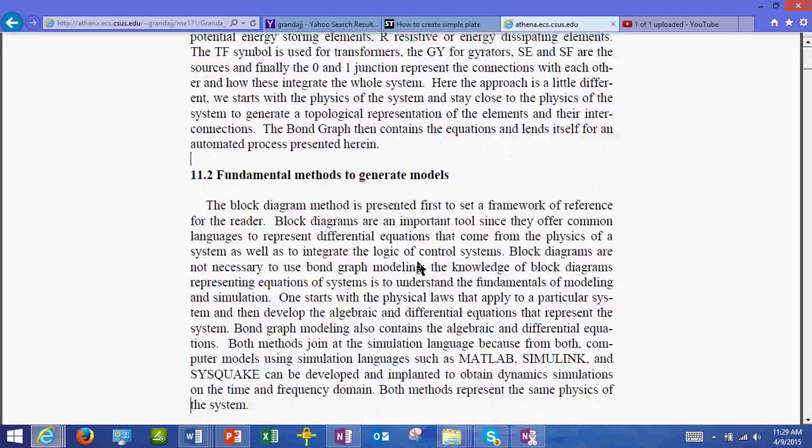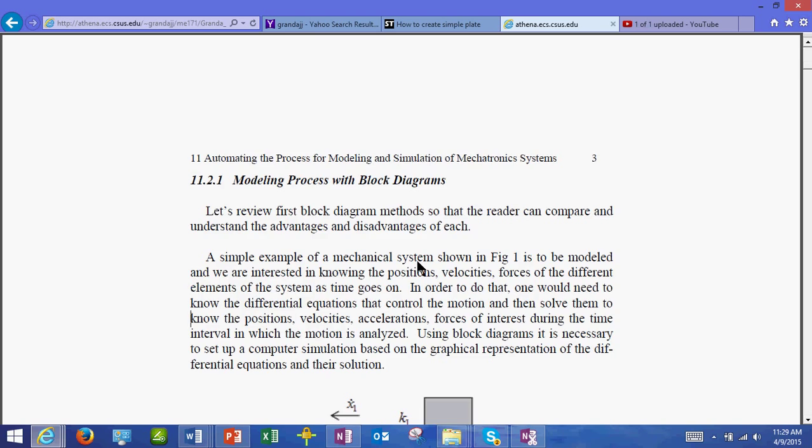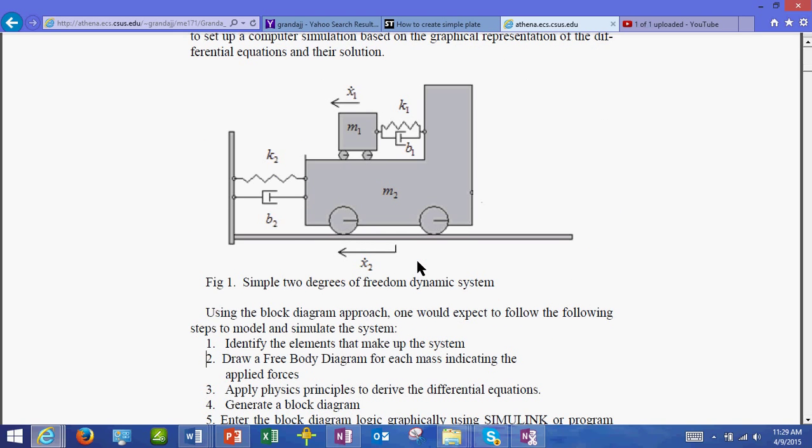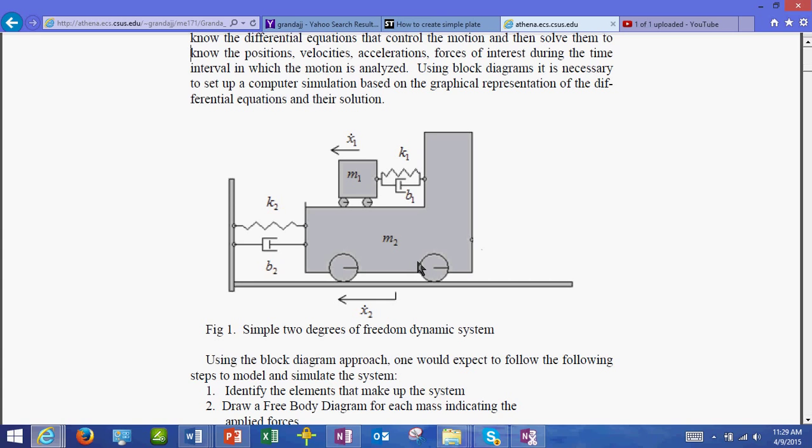Okay. So let me get to some of the pictures because this is what it is all about. We put a very simple system in here. We have a cart with another mass on top of it, and we are going to say, okay, I need to do a computer simulation of this model. First, the mechanical side.